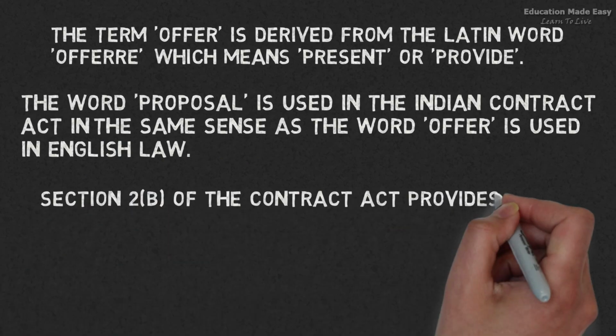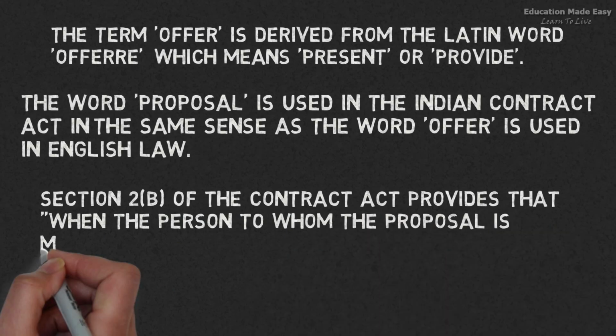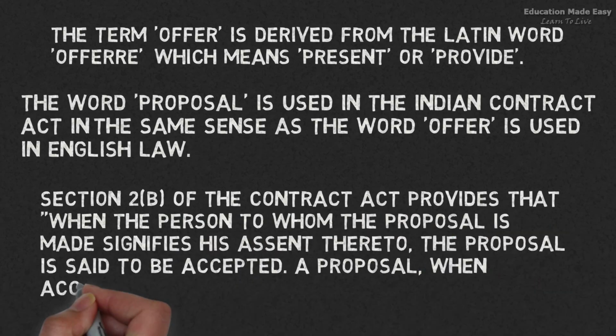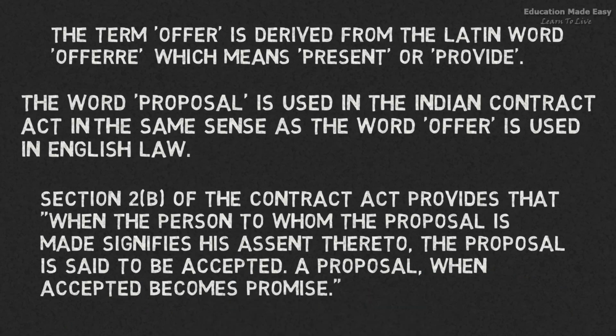Section 2, Clause B of the Contract Act provides that when the person to whom the proposal is made signifies his assent thereto, the proposal is said to be accepted. A proposal, when accepted, becomes promise.